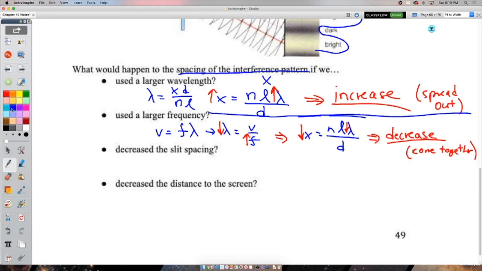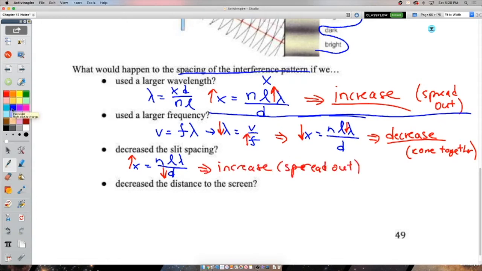All right, what if you decrease the slit spacing? So again, that's just the variable d. What if I decrease that? Well, now I'm dividing by a smaller number, right? I have a smaller number in the denominator. That's going to make my answer bigger. So it will spread out.